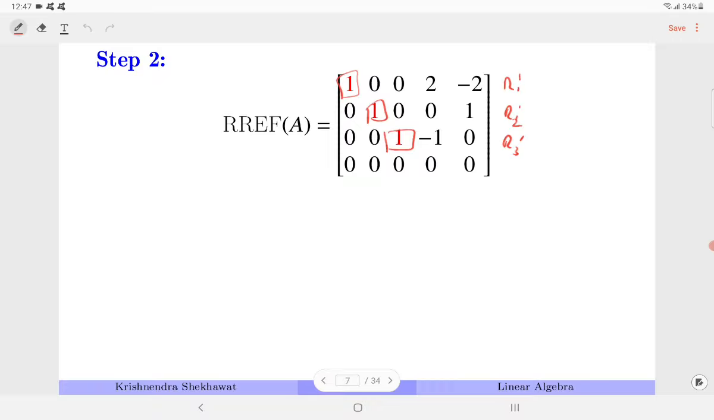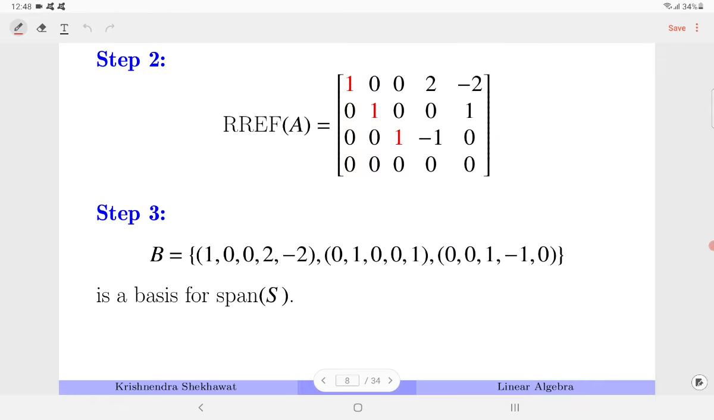I won't say that the basis for span S is R1, R2, R3, because we may have interchanged the positions of the rows. So to be on the safe side, it's better to write, since row space of A is equal to row space of RREF of A, therefore I can simply write the basis is these 3 vectors.